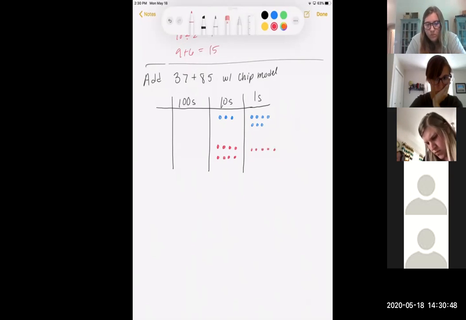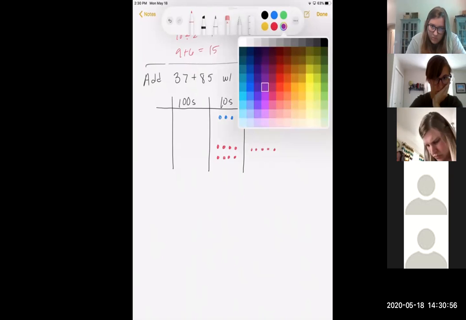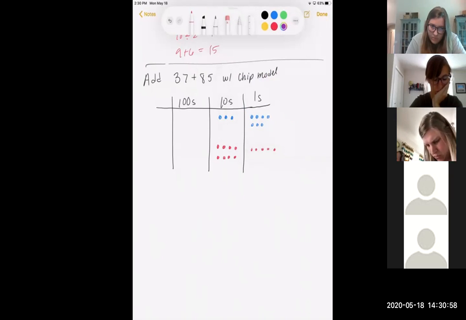Okay, so it doesn't matter how you arrange them. But what does matter is how you group them together, because what you're going to do is group them together according to the base value. Start with the ones. Every time I get 10 ones, I'm going to group them together and put a chip into the tens place.